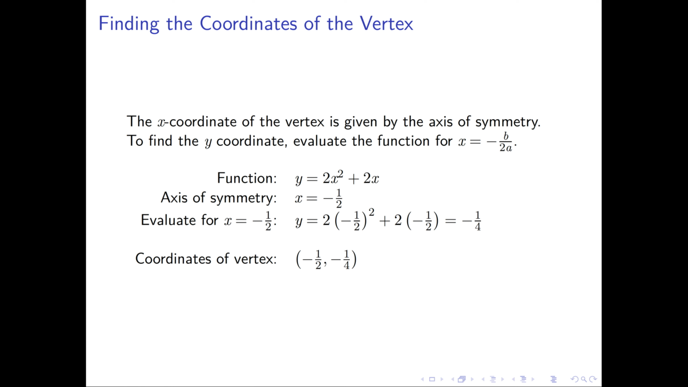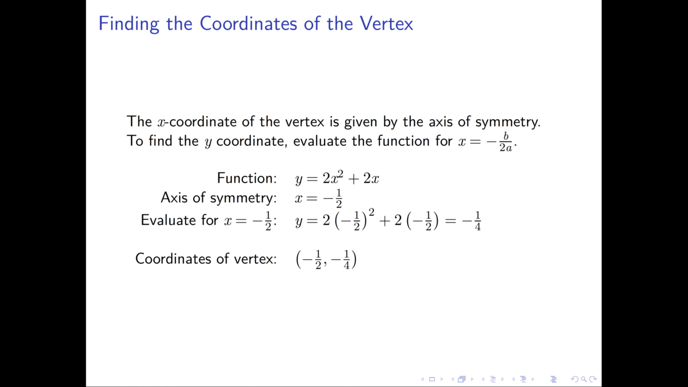Now, next, we'll learn how to find the coordinates of the vertex. You may have remembered that in the graphs of the parabolas that we've looked at so far, the x-coordinate of the vertex is the same as the axis of symmetry.